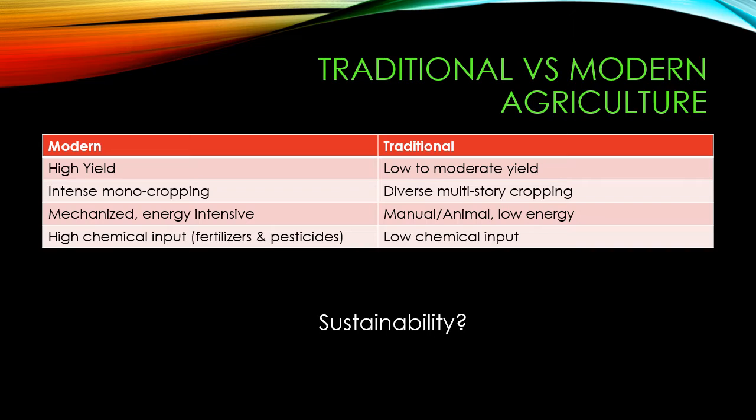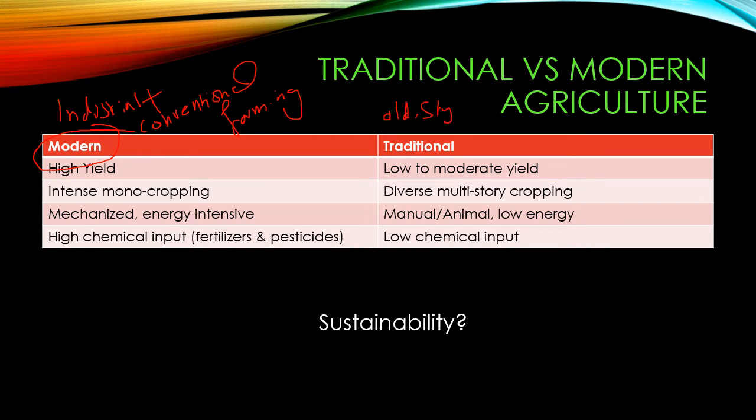It means this is industrial plus conventional farming. So I'm including both of them in this definition of modern. Whereas traditional is, let's call it old style farming. So modern is, what's the difference? The most obvious difference is high chemical input here, especially for fertilizers and pesticides, as opposed to traditional, when you have a low chemical input. This is very clear.